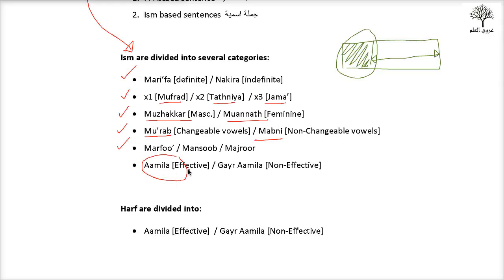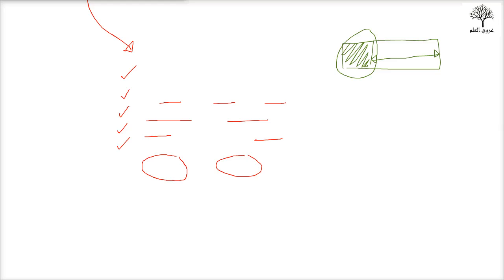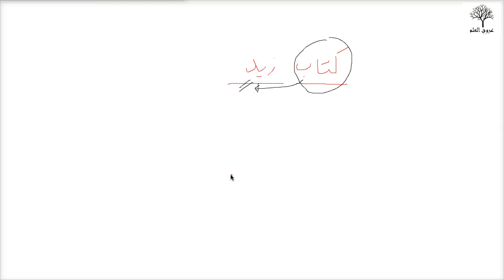We've got amila, which is effective, and there are many words in the Arabic language which are ghair amila. Ghair amila simply means they have no power in changing the vowels. Zaid is mu'arab. Excellent, very good. Yeah, Zaid is mu'arab, and also kitab is mu'arab as well. Very good.